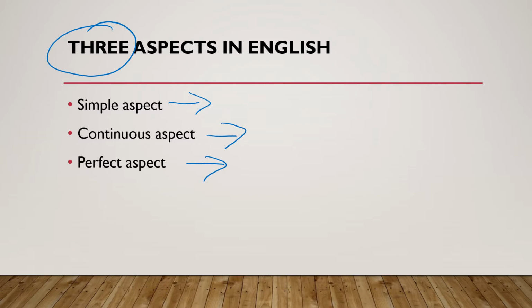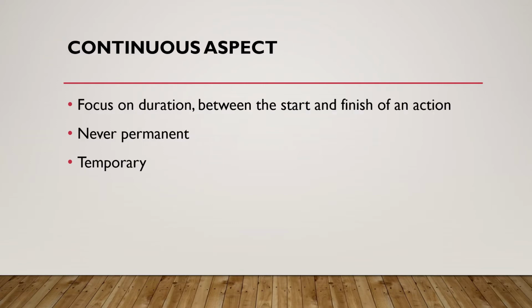Simple aspect: I ate a cookie today. Continuous aspect: I am explaining something to you. And perfect aspect: I have been to Paris before. Let's focus on a continuous aspect in particular.